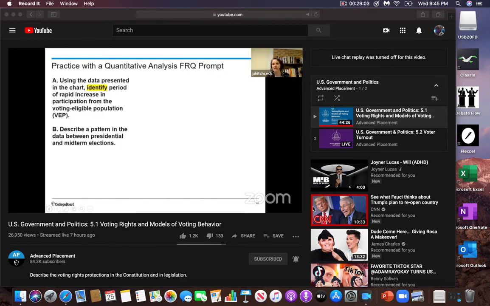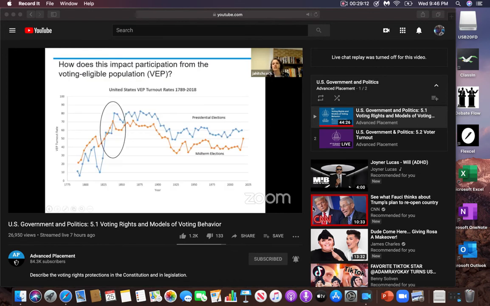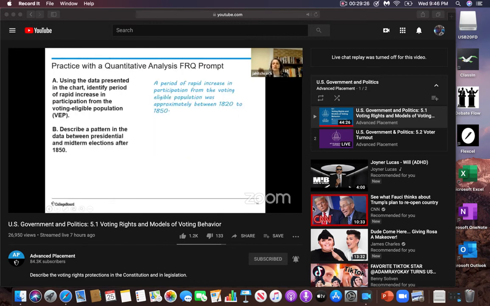Okay, so identify means name, right? That's really all we have to do at a baseline. It's like pointing your finger, but make sure that it's rooted in whatever stimulus they've given you, right? So I need to see that you are rolling up your shirt sleeves and that you're touching the data. So here, an example might be: a period of rapid increase in participation from the voting eligible population was approximately between 1820 and 1850.